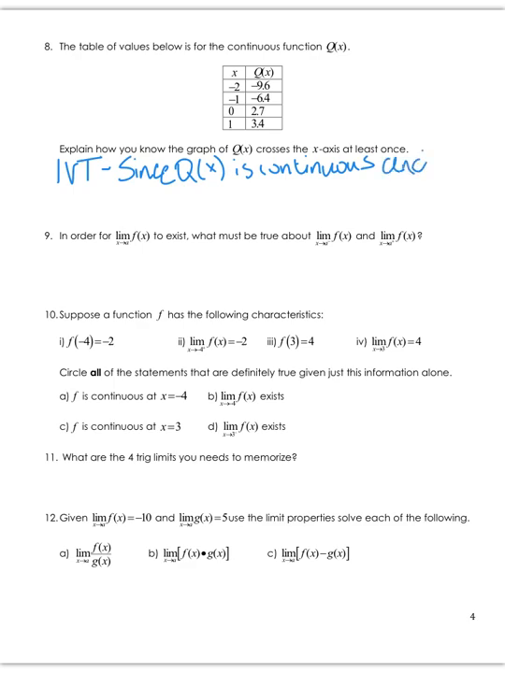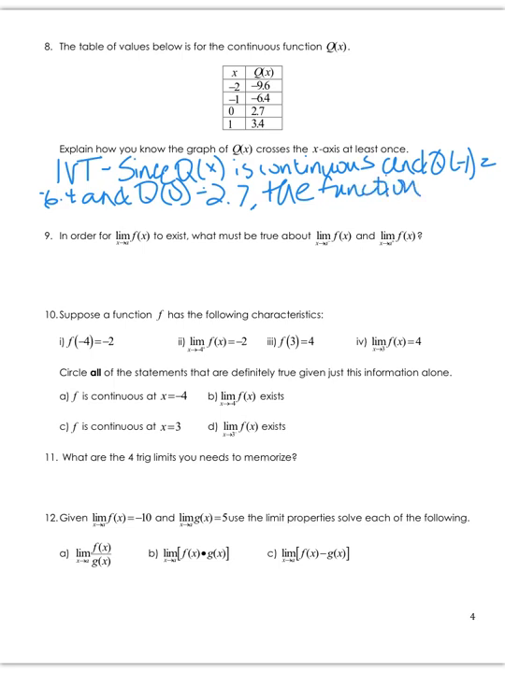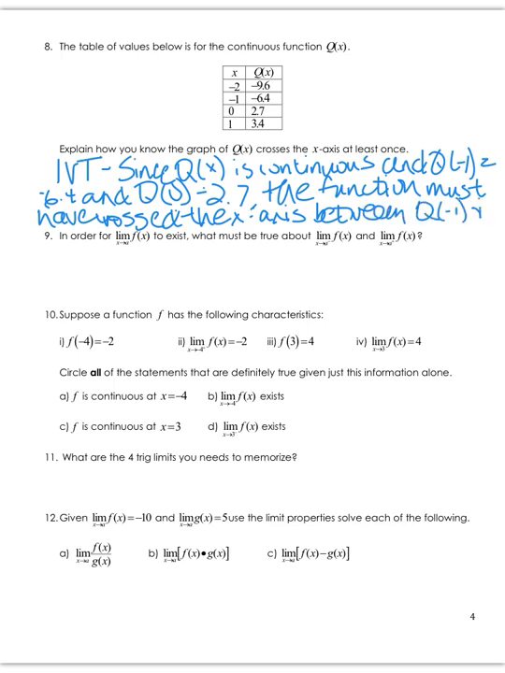and q of -1 equals -6.4, and q of 0, sorry, my 4 is ugly, equals 2.7, the function must have crossed the x-axis between, sorry, I'm getting uglier here as I write, q of -1 and q of 0.